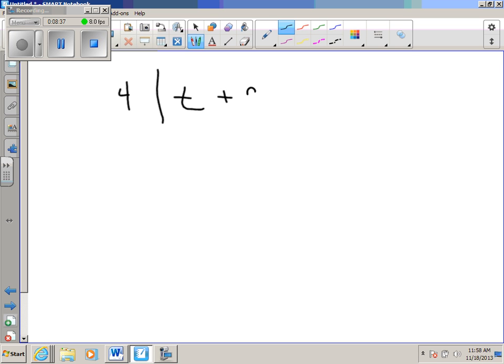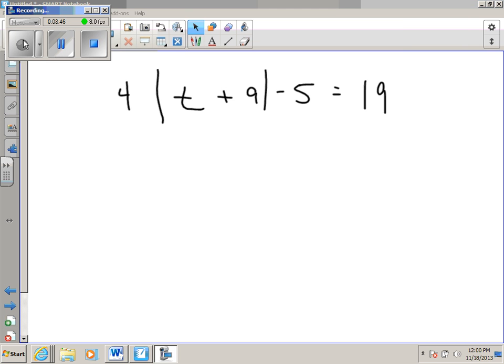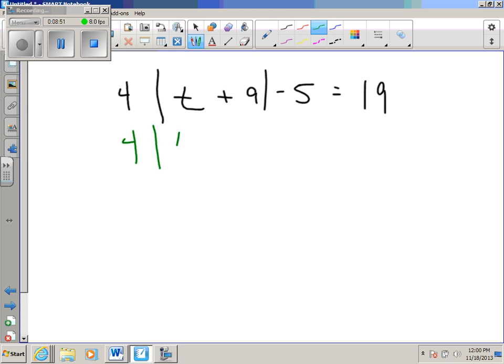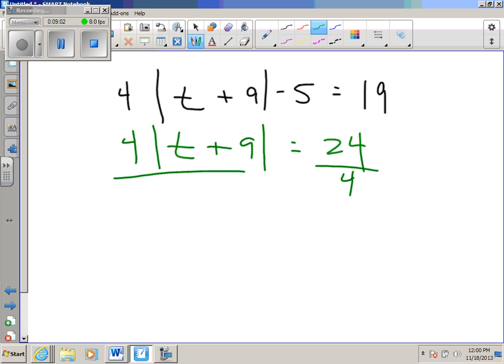T plus 9 minus 5 equals 19. Okay, so first thing we had mentioned was to add 5 to both sides. So 4 is now going to be 24, right? Then what? Divide both sides by 4. That will cancel out this, giving me the absolute value of t plus 9 will equal 6.